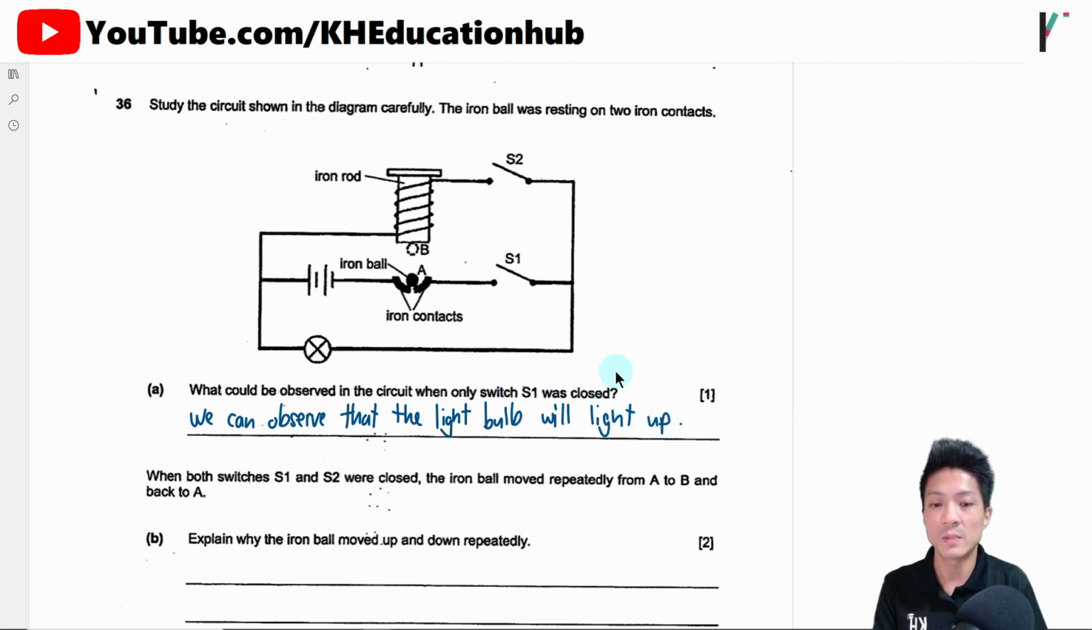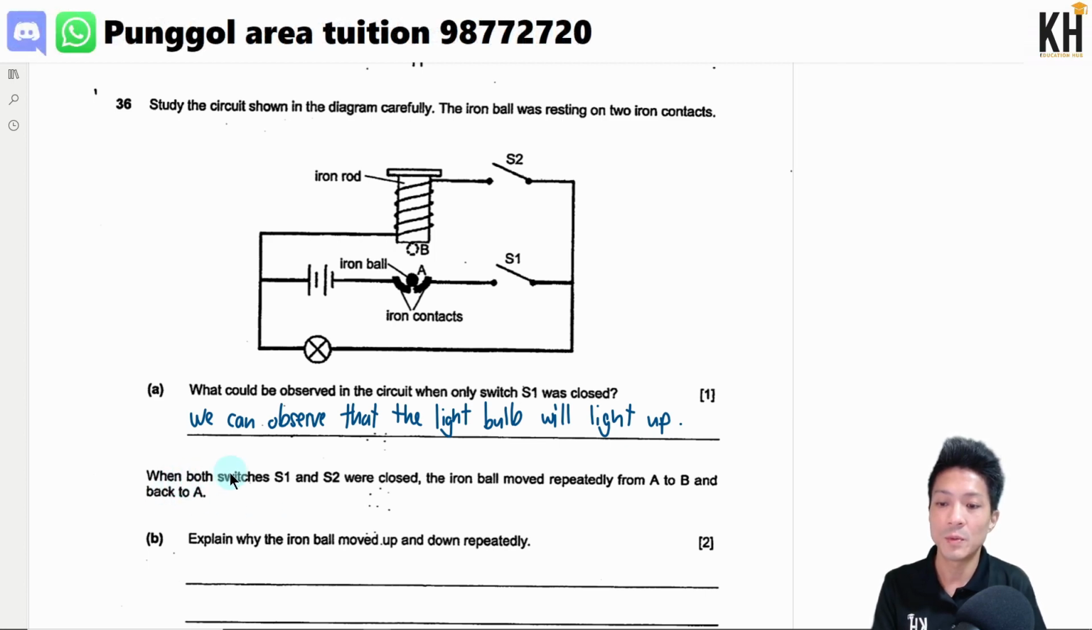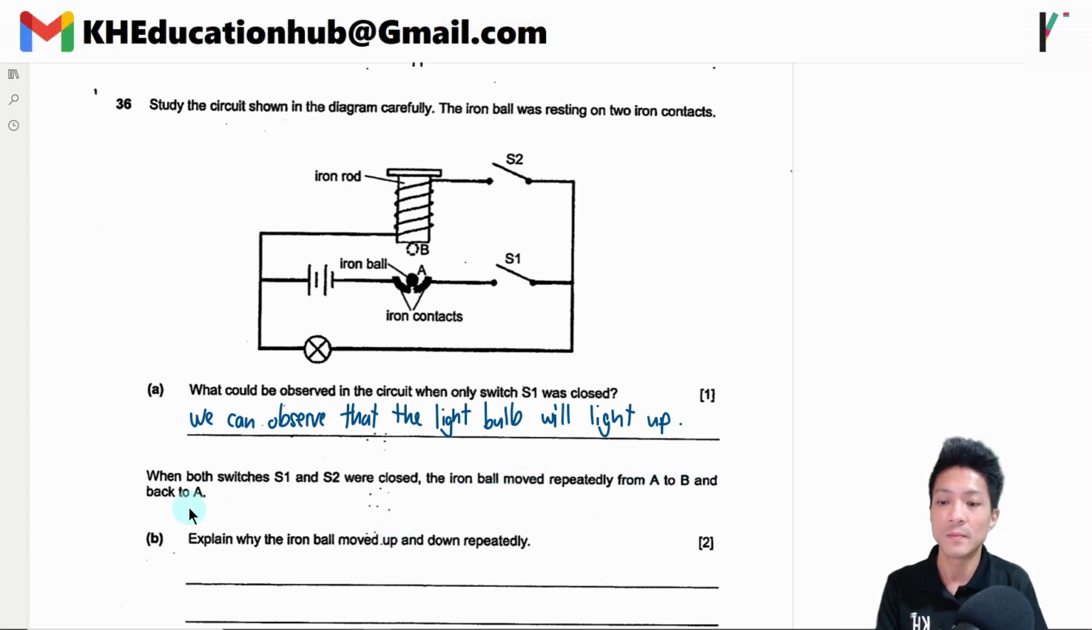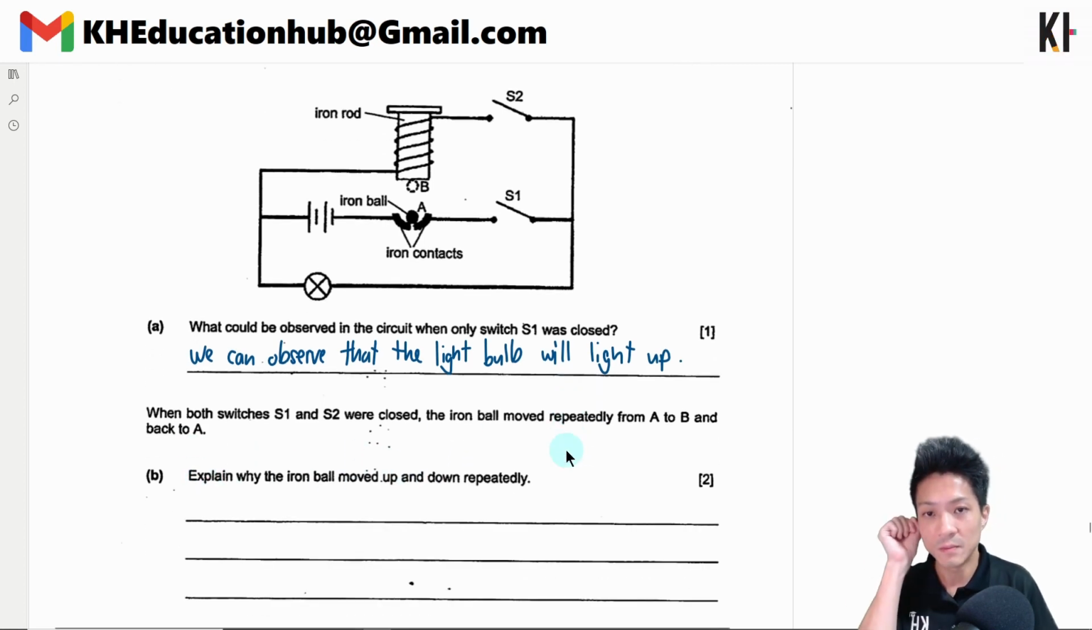Okay, do we need to explain? No. When both switches S1 and S2 were closed, the iron ball moved repeatedly from A to B and back to A. Explain why the iron ball moved up and down repeatedly.